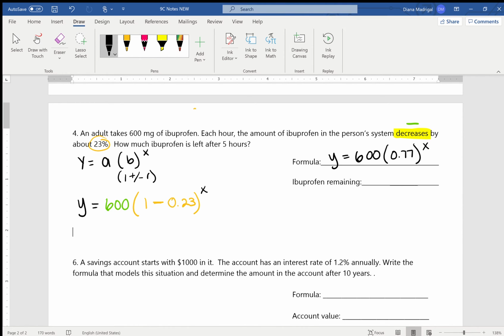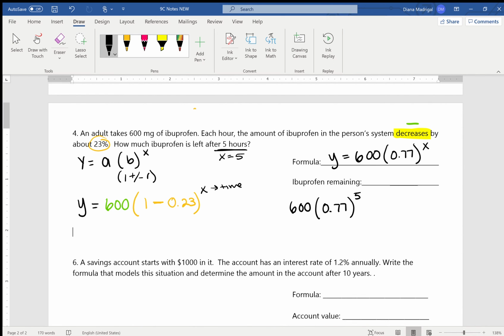That's my formula. I'm going to use this to figure out how much ibuprofen is going to be left after 5 hours. Remember in the video when we first started the Nearpod, they told you x is going to be represented by time. The question is asking 5 hours, so that's going to be x. x equals 5. All you have to do is use your calculator, the TI Inspire, to put this in there and figure out our answer. What you're going to put in the calculator is 600 times 0.77 to the power of 5.